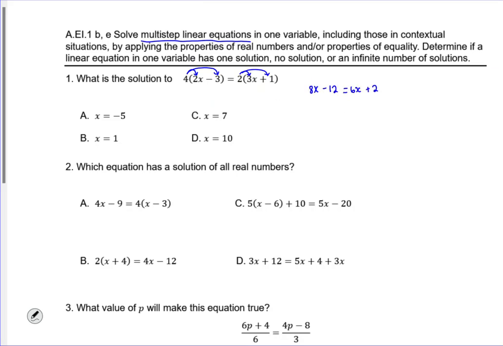Okay, and then next what I want to do with this is I want to make sure I get the x by itself. So I'm going to take the 6x, I'm going to subtract it on both sides, subtract 6x on both sides, okay? 8x minus 6x, that's 2x. 2x, bring down the negative 12, this is gone, and then you have the 2, and then now you just have a two-step equation, and we're going to keep solving this.